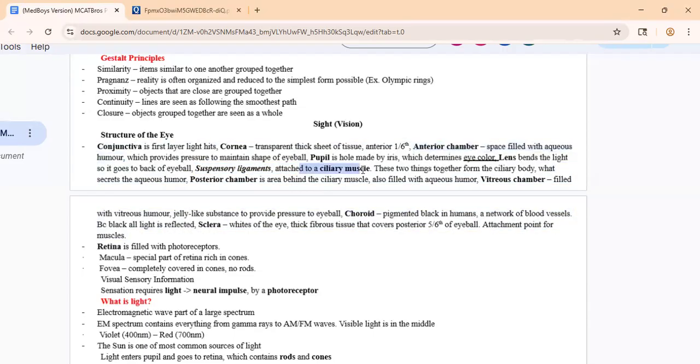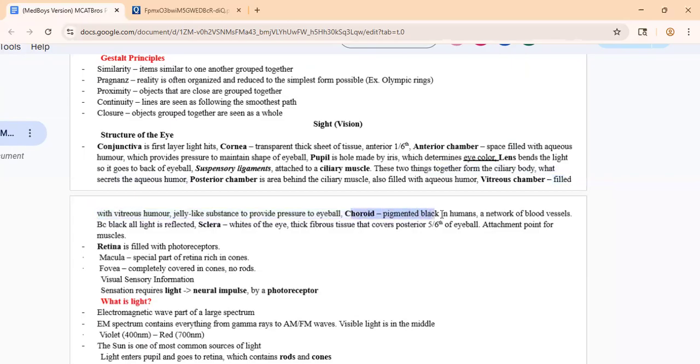Suspensory ligaments attached to lower muscles. These two work together to form the ciliary bodies that secrete the aqueous humor. So posterior chambers is basically the area behind the ciliary muscle. It is filled with the aqueous humor, and as we mentioned, aqueous humor is what is used to maintain the shape of the eyes. Vitreous chamber is filled with the vitreous humor, a jelly-like substance, and it's basically what provides pressure to the eyeball.